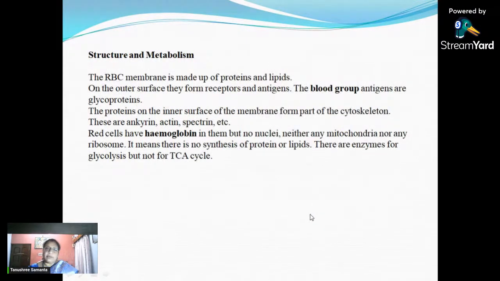To go into the structure and metabolism of RBCs, the RBC membrane is made up of proteins and lipids, as all membranes are. And these proteins actually form the receptors or the antigens. The blood group, which we commonly know, is because of the antigens which are present on the membrane, and they are all glycoprotein in nature. There are proteins on the inner surface of the membrane as well, and they form the cytoskeleton. They are ankyrin, actin, spectrin. Red cells have the pigment hemoglobin, but there is no nucleus, there is no mitochondria, and there are no ribosomes. So this says that there will be no synthesis of proteins and lipids. There are enzymes for glycolysis, but there are no enzymes for the TCA cycle.